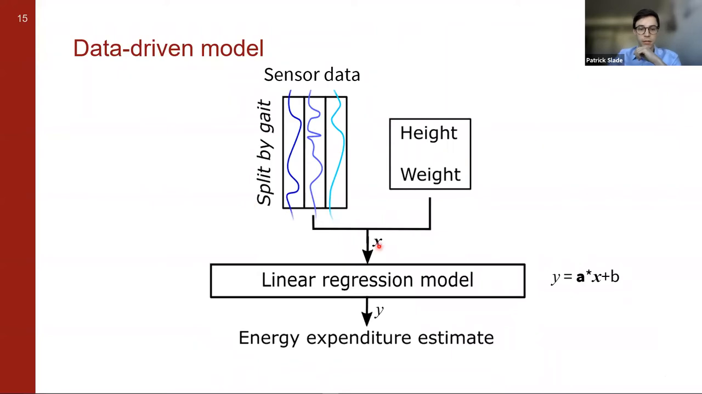This forms a vector x here, and we pass that into our linear regression model, still using the same y equals ax plus b, but now we have a weight matrix a, which is just a single vector, and we have x now, which is just a bunch of values for these different sensor signals, all in a single vector. And then this linear regression model still estimates just a single value for energy expenditure. If you didn't follow that, don't worry, doesn't matter.